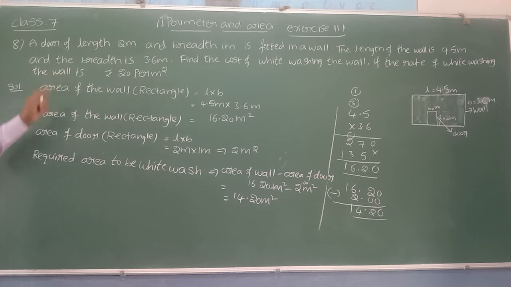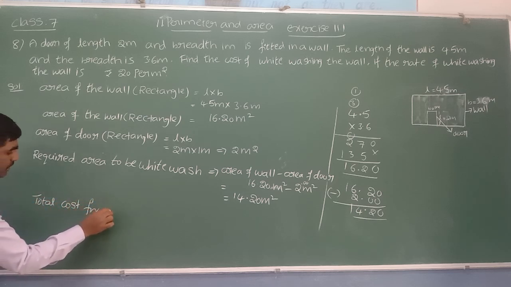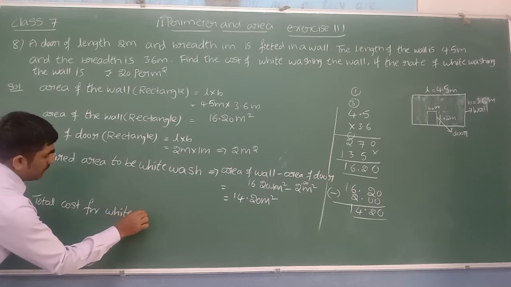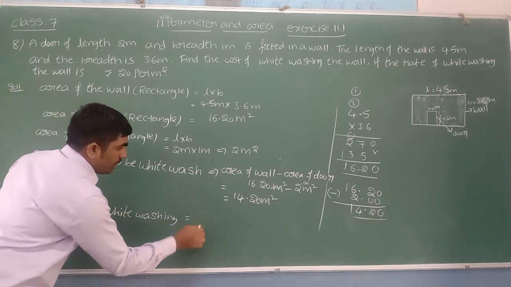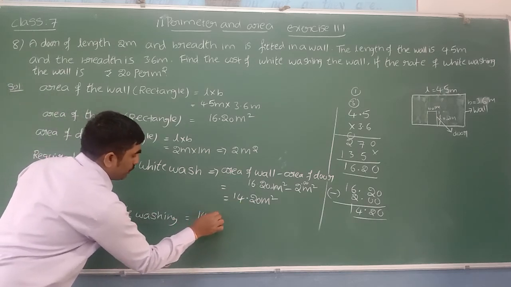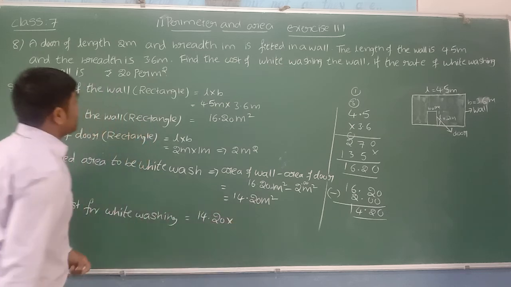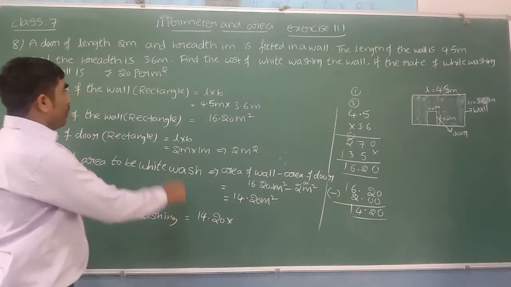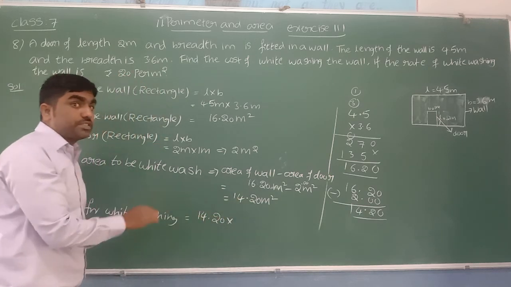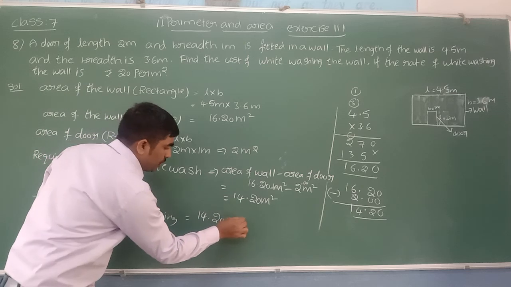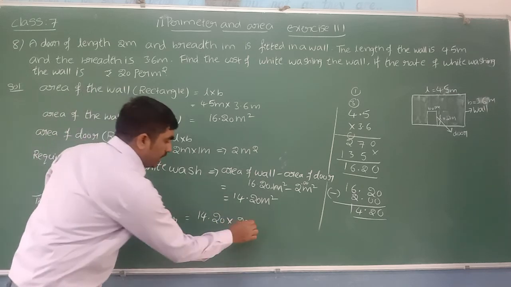Now we need to find the total cost. Total cost for whitewashing is equal to, how can I find how much area we need to whitewash? 14.20 into what is the cost per square meter? 20 rupees per square meter. 1 square meter is 20 rupees. Then for 14.20 square meters, what is the cost? 14.20 into 20, you will get the cost.